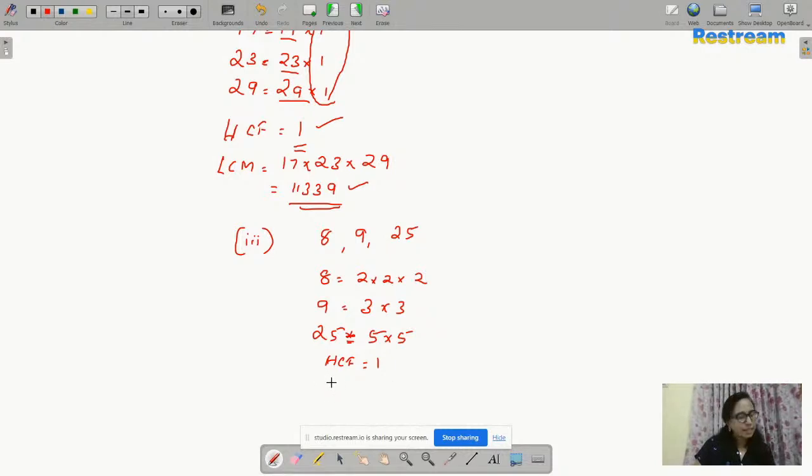And what is the LCM? Okay, come on, do it with me. LCM is equal to 8 into 9 into 25. That means multiply all these: 2 into 2 into 2, that is 8. 8 into 9 into 25, so the answer is equal to 1800. Okay, clear? Meaning of HCF and LCM?